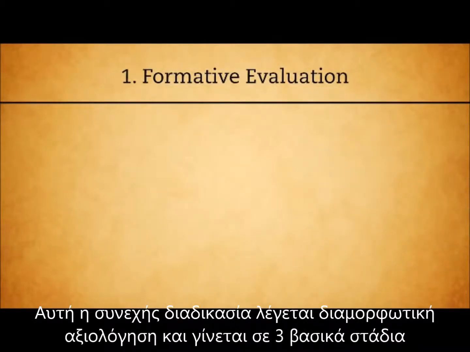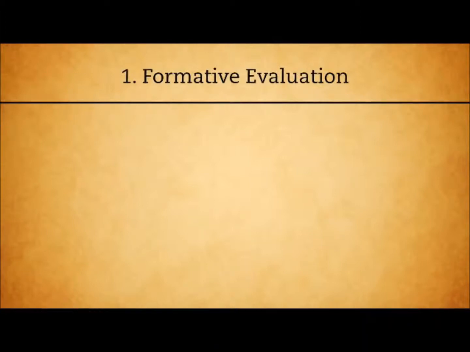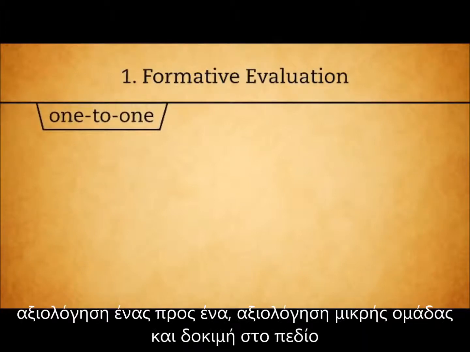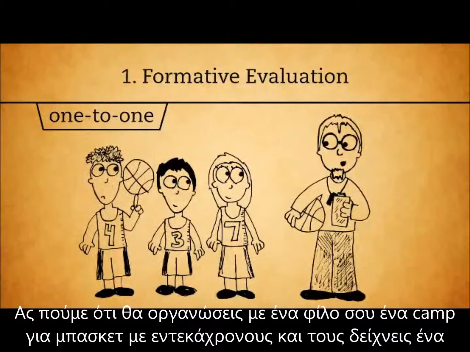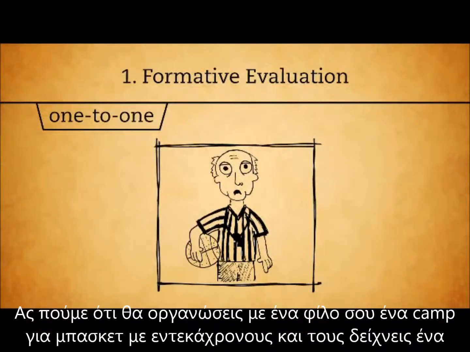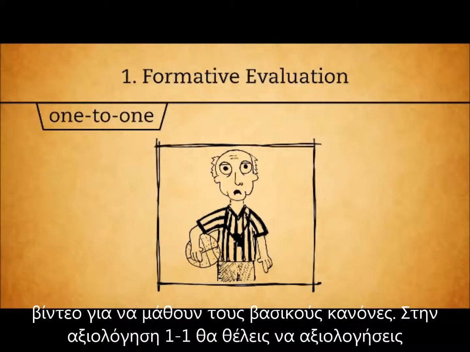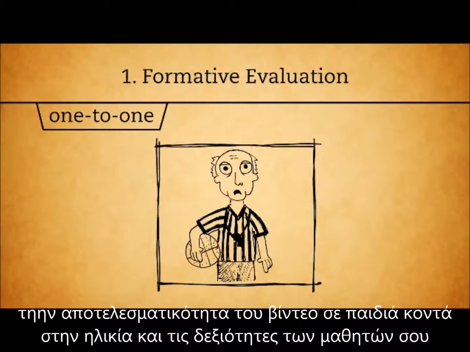Dick, Carey, and Carey's instructional model outlines three basic stages of formative evaluation: one-to-one evaluation, small group evaluation, and a field trial. Let's say that you and a friend are going to be holding a basketball training camp for 11-year-olds and are showing a short video to help the kids learn the basic rules of basketball. During your one-to-one evaluation, you would want to test the effectiveness of this video with a child close to the age and abilities as your actual learners.